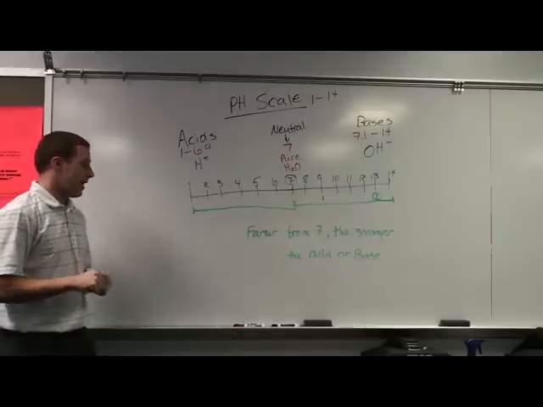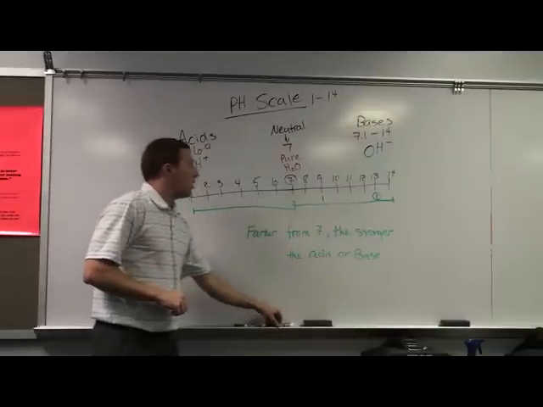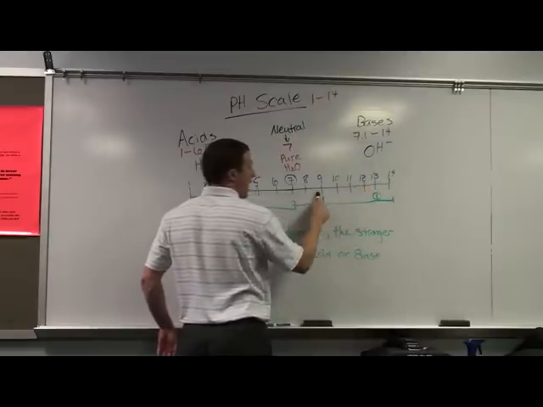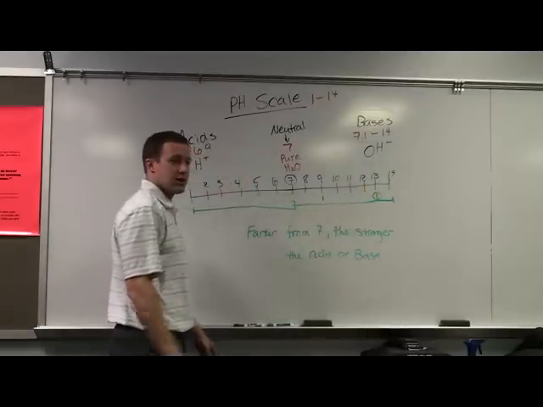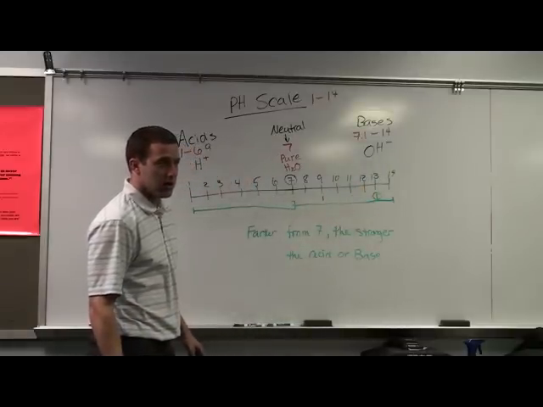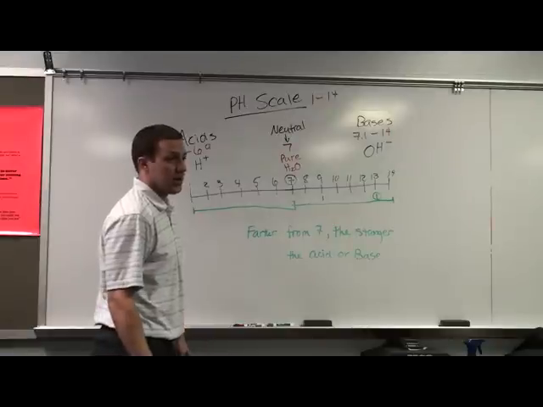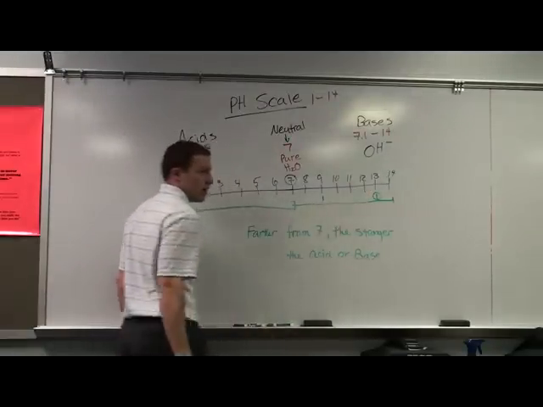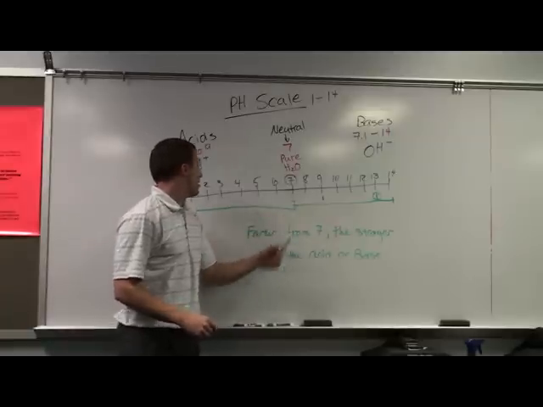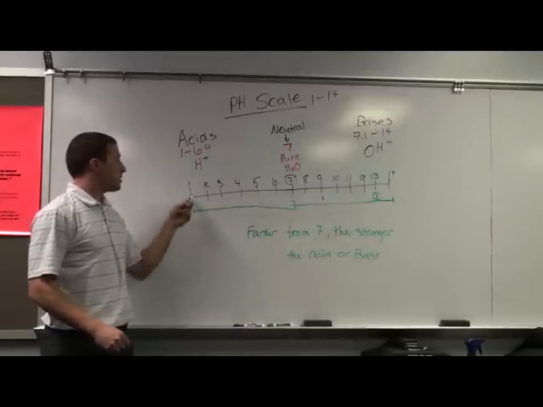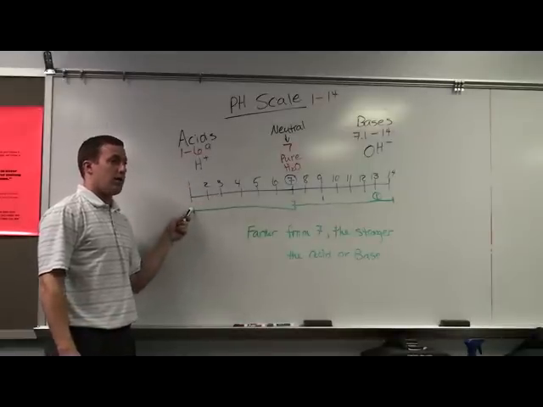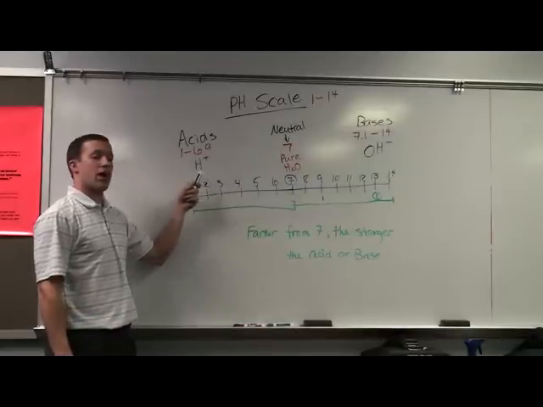Okay? Now, what do you think has more OH ions? A 9 or a 13? Which one has more OH in it? 13. The 13, right? Because if it's stronger, it's going to have more OH. Okay? And on this side, what has more H plus, a 1 or a 3? A 1, right? Because it's a stronger acid, so it's going to have more H plus.